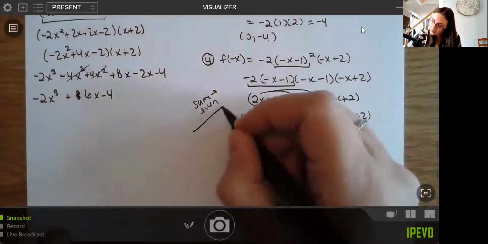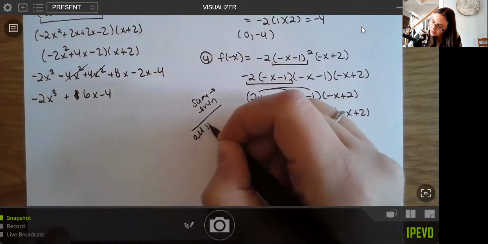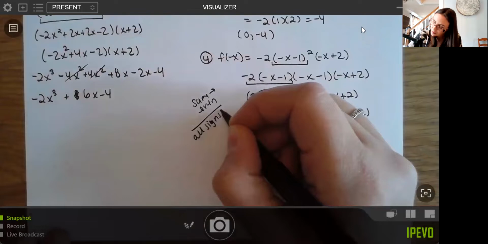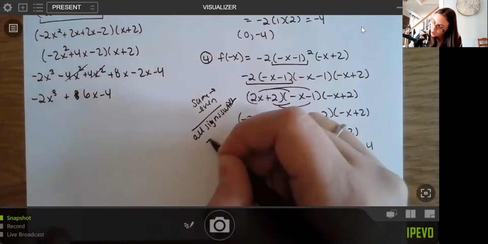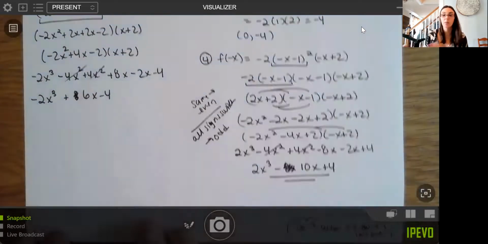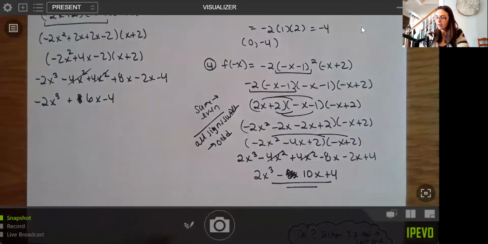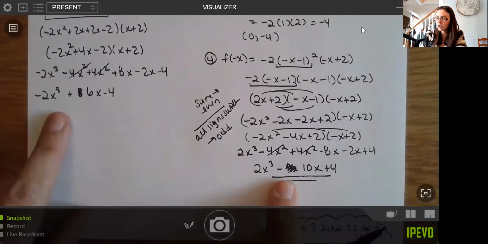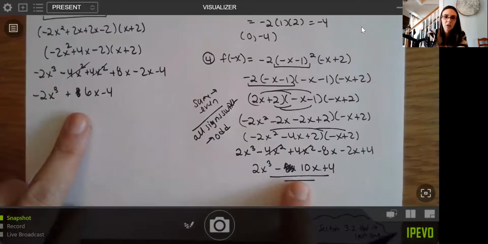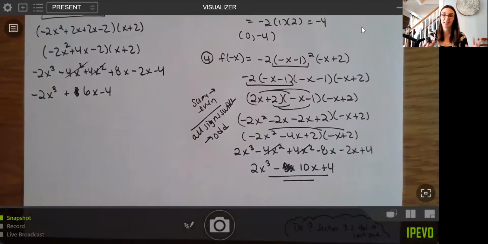And the other thing you're looking for is that all signs switch. And when that happens, it is odd. So you have that symmetry with the origin. Now, yes, I did get signs switching, but my equations don't match. We need to have all signs switch, but everything else stays the same.